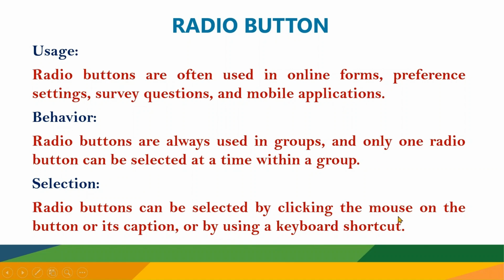So I was showing an image where you have option A, option B, option C, and option D. There you can just click the option and select. Otherwise, you have an option of going for a shortcut key so that you can select a particular button.